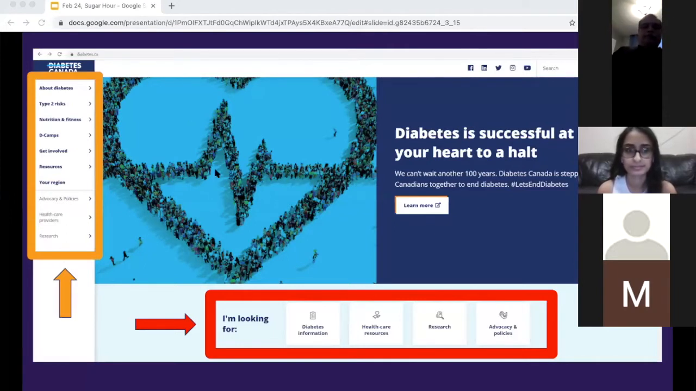Basically here we have highlighted two different areas. You have the sidebar on the left, which is highlighted by the orange square, and then you have these buttons highlighted by the red square. Both take you to the same information or same parts of the website, but we found the sidebar on the left, highlighted by the orange rectangle, to be more specific and easier to navigate. So we'll be touching upon that.